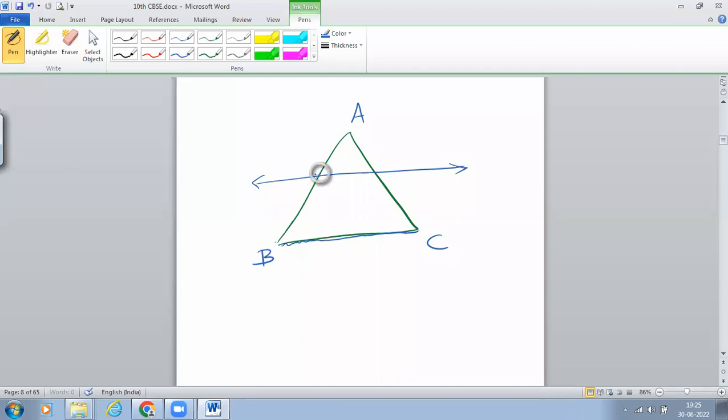So that point I'm going to take. Listen, this parallel line intersects AB at D. This is called the point of intersection of the parallel line with side AB. And this is the point of intersection of the parallel line with the side AC. I'm going to consider this point as E.